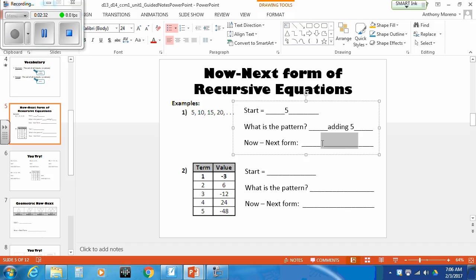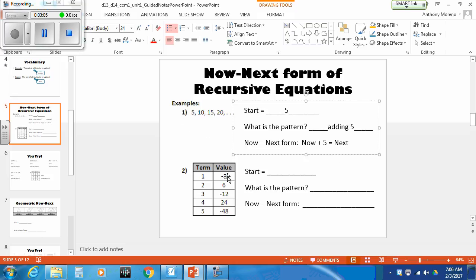Now, next form. This is an informal way of writing a formula, but if we would write a now next form, it would go something like this: now plus 5 equals next. So I take one number in the sequence, let's say it's 5, I add 5 to it, and it becomes the next number, 10. Then I take that number, which would be the now, add 5 to it, plus 5, 15, it would be the next. 15 is the next number.